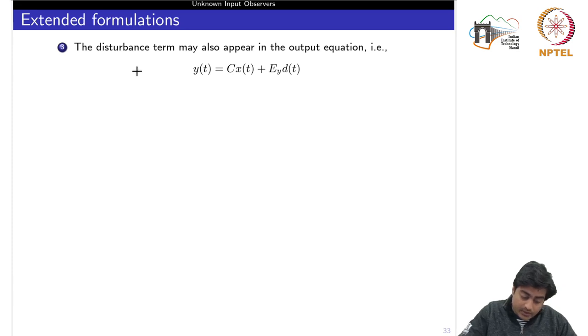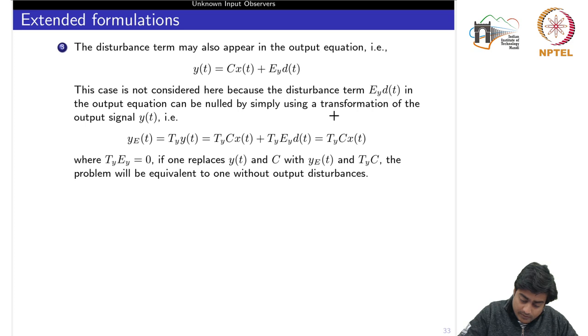Third, if you recall, in the output equation we have only considered that y is equal to Cx(t), but there might be a disturbance term in the output equation with its distribution matrix as Ey. To get rid of this issue, we can design a transformation matrix, let's say Ty, such that if I pre-multiply this whole equation by the matrix Ty, my Ty Ey becomes equal to 0, and at the same time my TyC is not equal to 0.